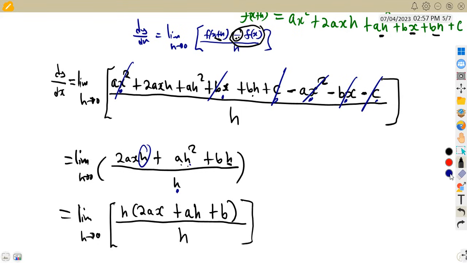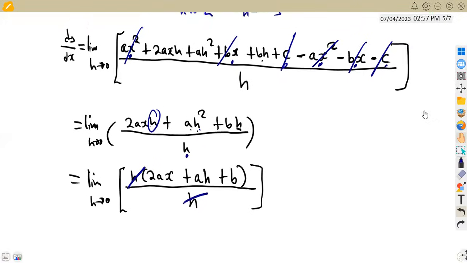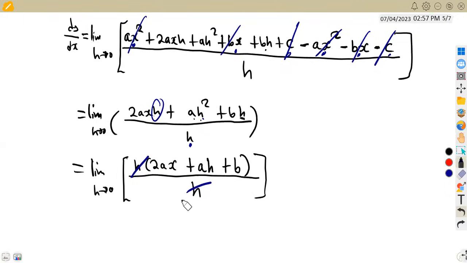All right, now the h and the h can cancel, so that means we are just remaining in this case with our limit. h is approaching to 0 of 2ax plus ah plus b, like this, where we are saying h is approaching to 0.